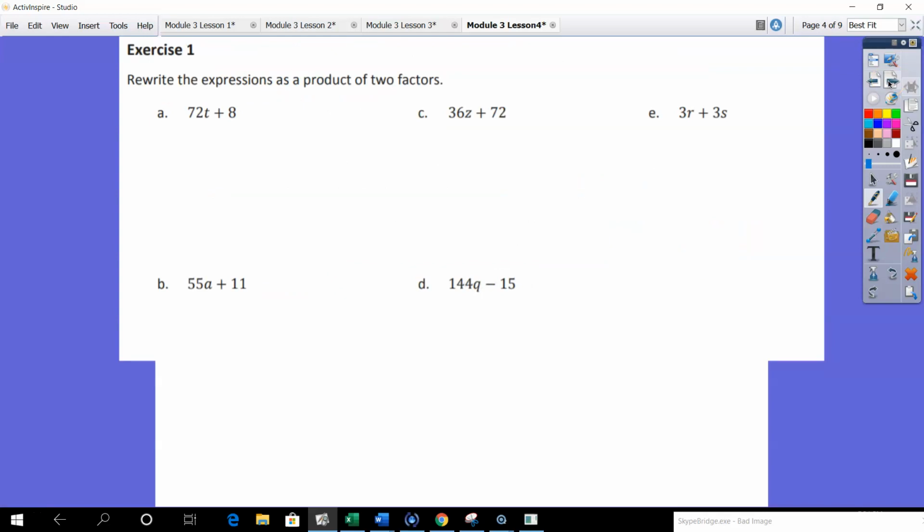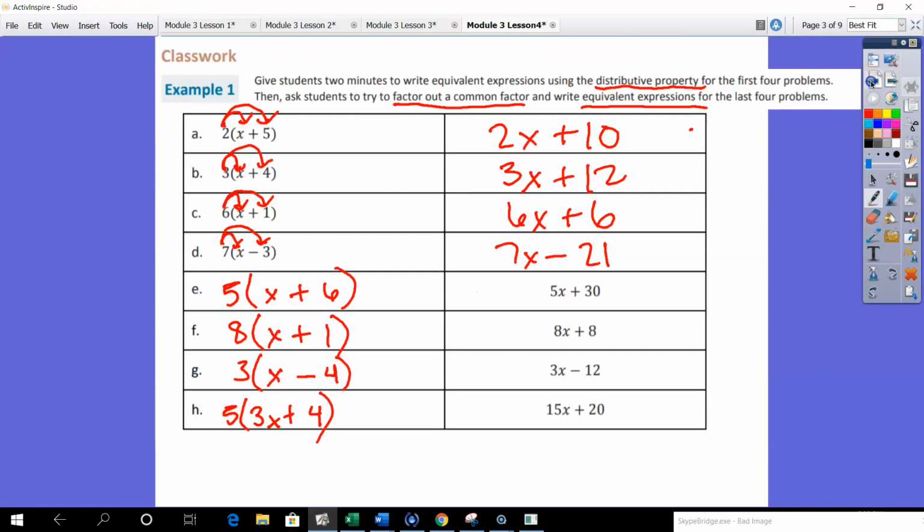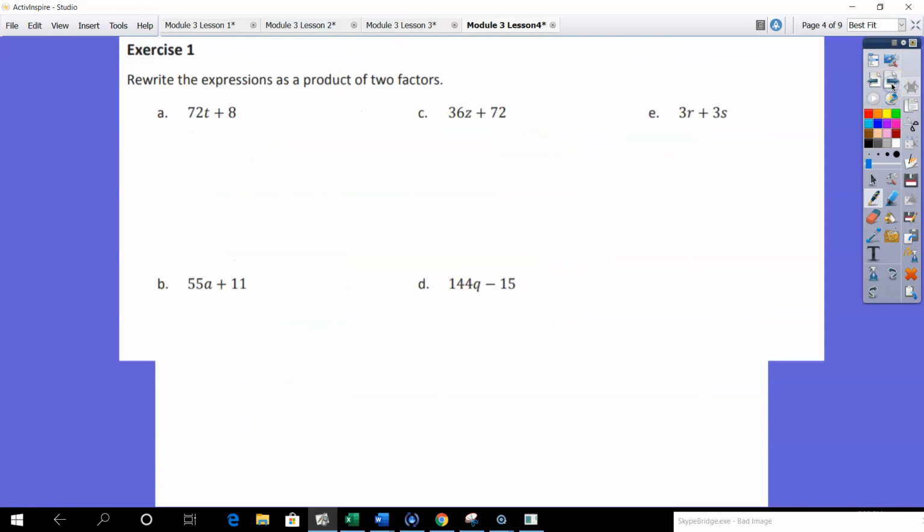So you have exercise number 1. You're going to rewrite the expressions as products of 2 factors. Okay, so what that means, rewrite the expression as a product of 2 factors, is just what we were doing right here. This is a product of 2 factors. So you're putting it in the distributive property form.